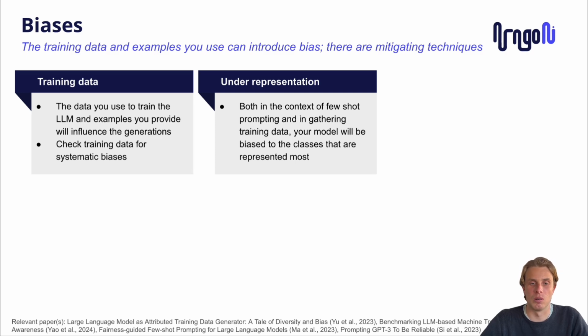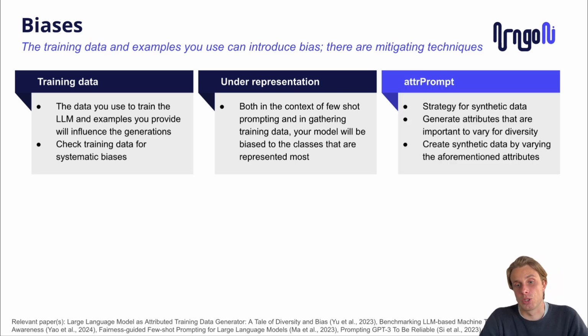So for example, for a lot of the large language models, they've been primarily trained on English data. That means that if you use them in other languages, performance will often be significantly worse. And so this would be an example of how underrepresentation has led to a bias in performance.